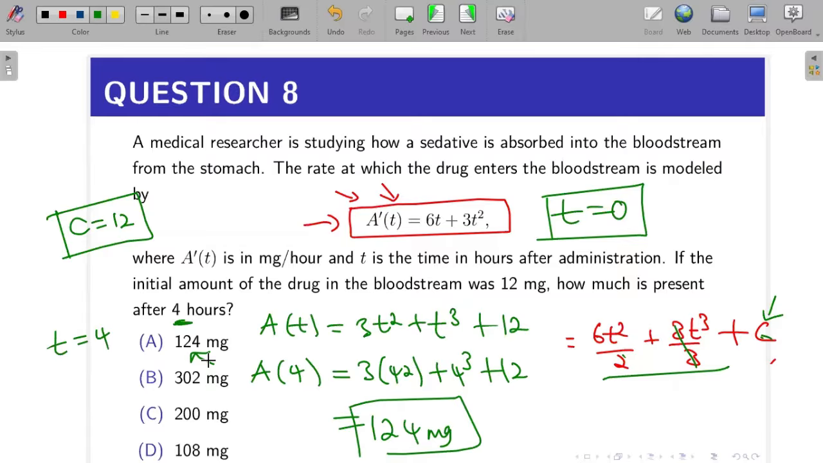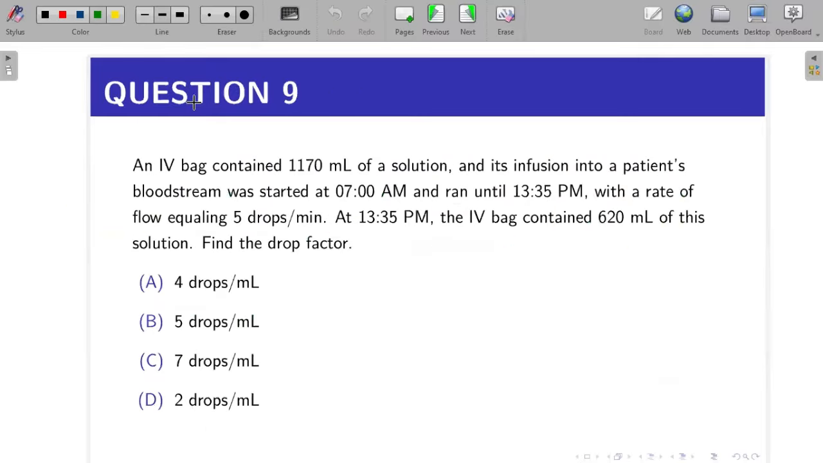Okay, if there are no questions, let's go to question 9. Question 9 says an IV bag contained 1,170 milliliters of a solution, and its infusion into the patient's bloodstream started at 7 a.m. and ran until 13:35, with the flow rate equaling 5 drops a minute. At 13:35, the IV bag contained 620 milliliters of this solution.